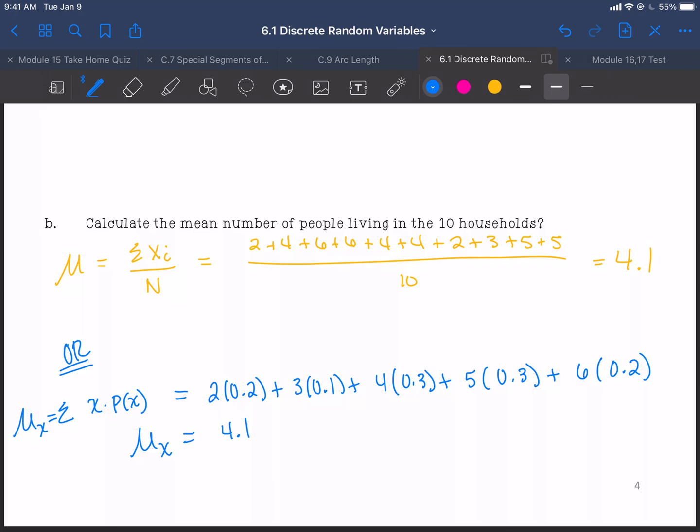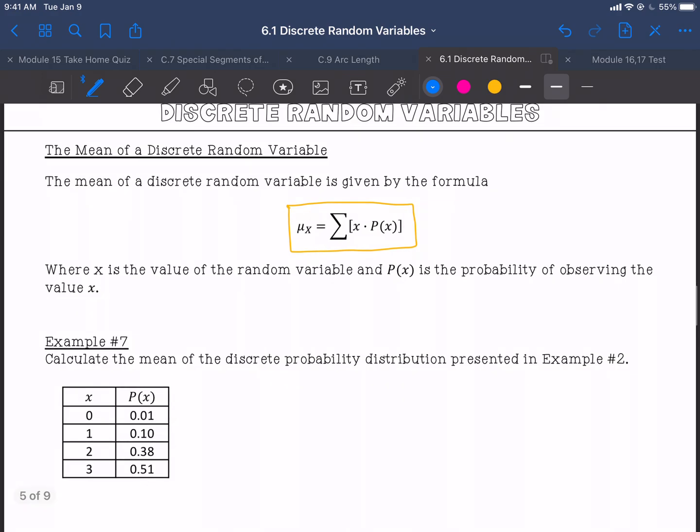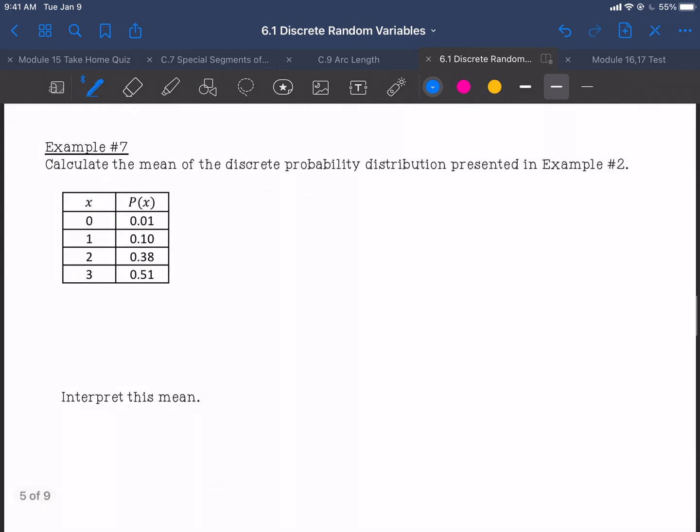Now sometimes it will be a little different, just because when we have probabilities of something, we're rounding things and we're not using the raw data. So it could be slightly off, but they're the same thing. Okay? So we're going to be using that formula quite often here. So example 7, calculate the mean of the discrete probability distribution presented in example 2.